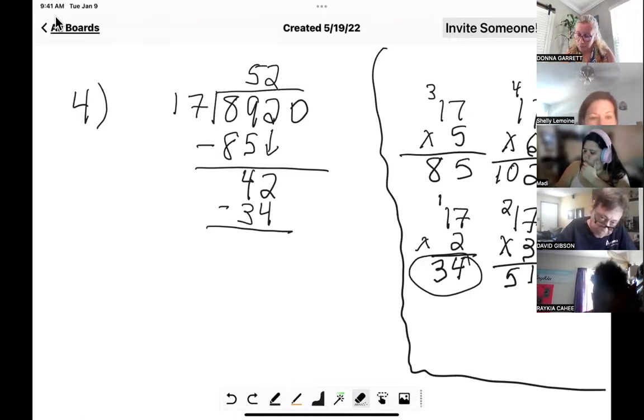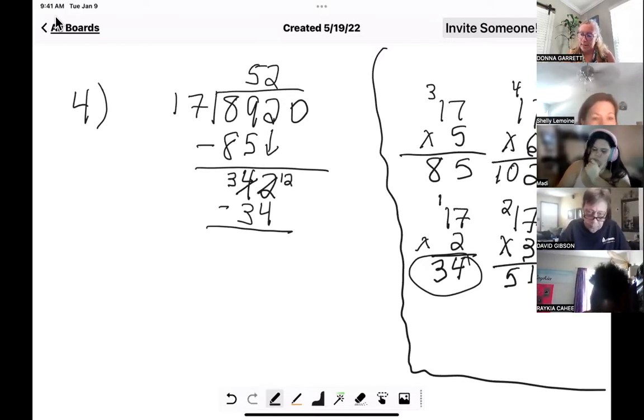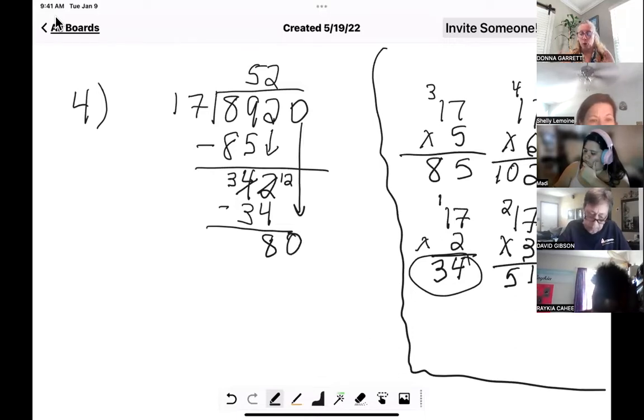And again, I have my eraser on. I borrow from the 4 and make it a 3. And I add 10 to the one before. 12 minus 4 is 8. And I bring down my last digit. So whatever's left over after this is my remainder.